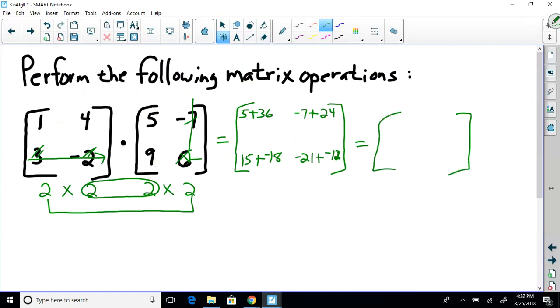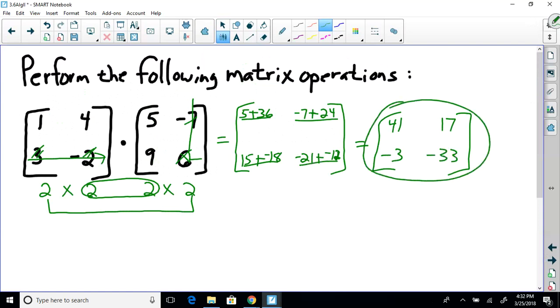And so we can see that our answer should be the matrix 41, 17, negative 3, negative 33. Thus ending up with the 2 by 2 as we knew it should be.